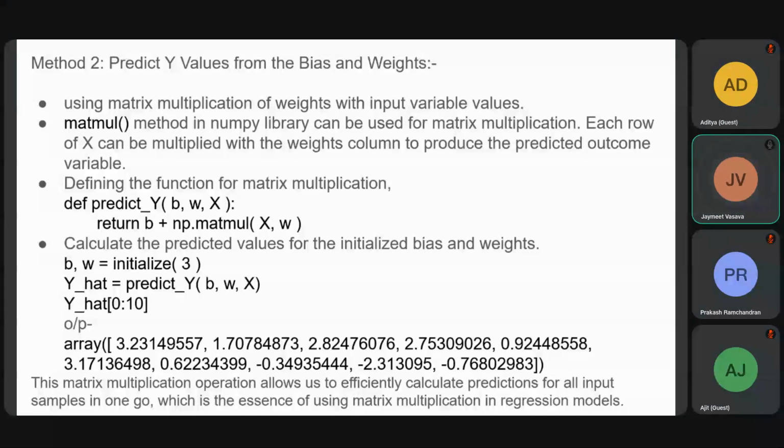And when we print the 10 values of the y hat, you can see the values starting from 0.23, 1.7, all the way to minus 0.76. So this matrix multiplication operation allows us to efficiently calculate the predictions for all input samples in one go, which is the essence of using matrix multiplication in a regression model in general.